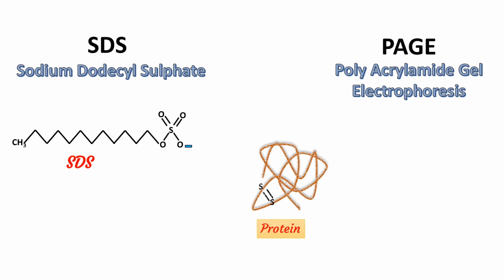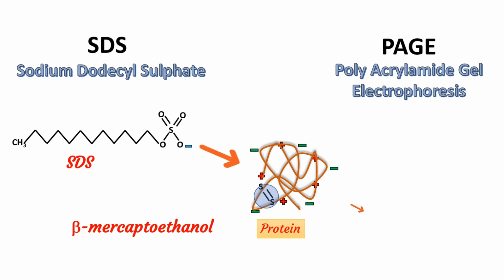Proteins have both positive and negative charges due to the presence of amino and carboxyl groups. SDS along with beta-mercaptoethanol breaks the disulfide bonds and unfolds the protein into a linear structure with a coating of negative charge imparted by SDS molecules. This allows the protein to migrate toward the positive end of the gel and be separated.